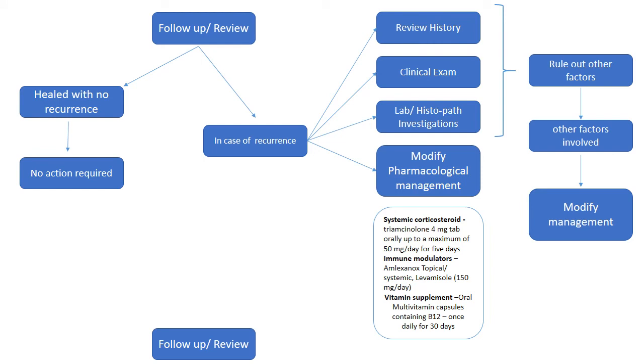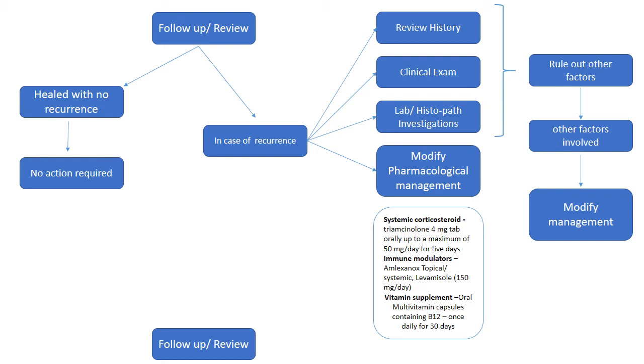Let us say we follow up and review the patient, and everything has healed properly. After the patient comes back after 30 days, everything is healed, there is no recurrence, and the patient feels much better, then no action is required. We just ask the patient to follow through with the balanced diet and mental well-being. But in case there is a recurrence, in case the patient comes back again after a month with ulcers again, then what do we do? Then we review the history again.